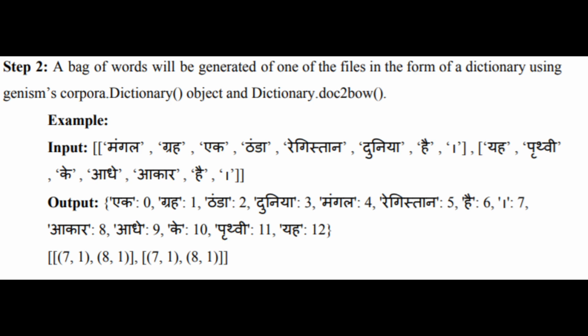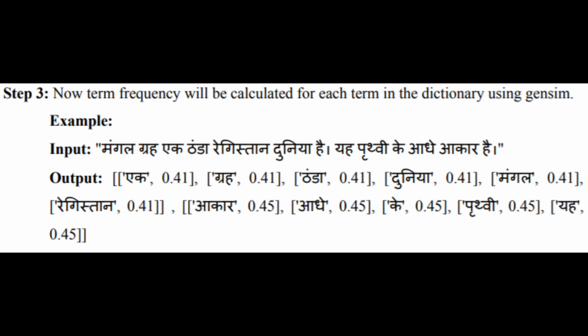Note that a token typically means a word. A document can typically refer to a sentence or a paragraph, and a corpus is typically a collection of documents as a bag of words. Now we create a bag of words corpus and pass the tokenized list of words to the dictionary.doc2bow method. Now in step 3, the term frequency will be calculated for each term in the dictionary using gensim.